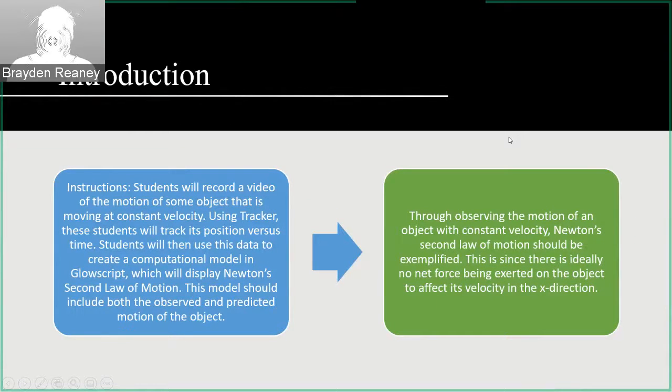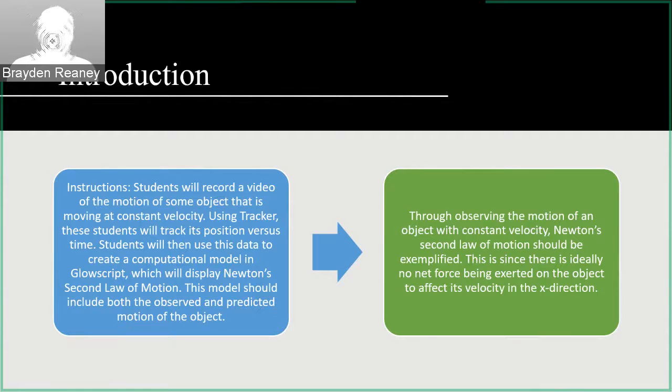Students will record a video of the motion of some object that is moving at constant velocity. Using Tracker, these students will track its position versus time. Students will then use this data to create a computational model in GlowScript, which will display Newton's second law of motion. This model should include both the observed and predicted motion of the object.